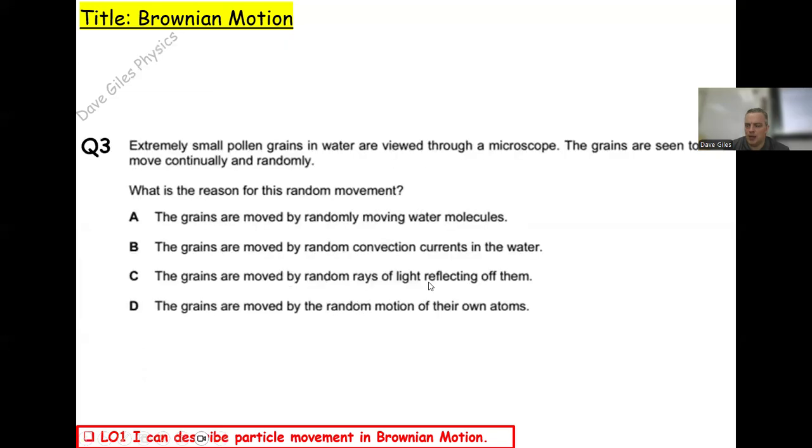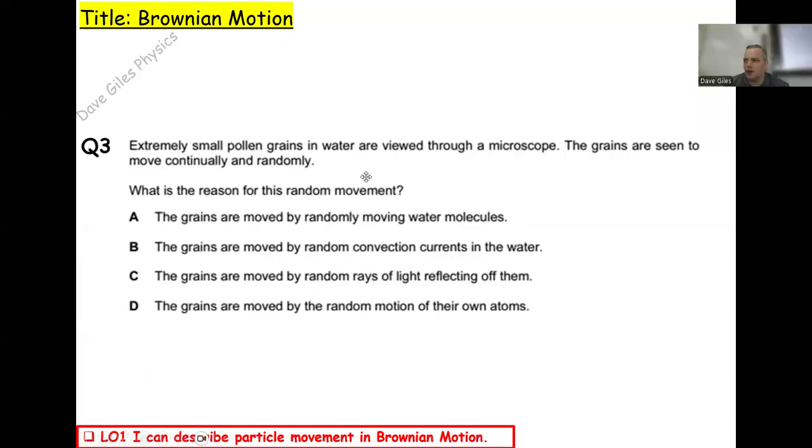The third of the paper 2 questions here. Extremely small pollen grains in water are viewed through a microscope. The grains are seen to move continually and randomly. What is the reason for this random movement? It's because the grains are moved randomly by randomly moving water molecules.